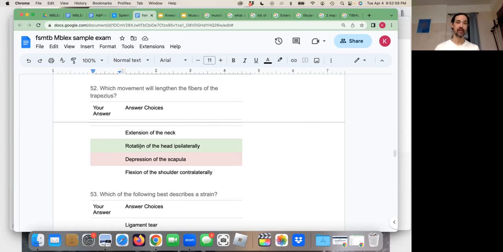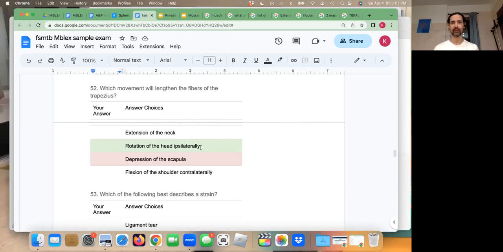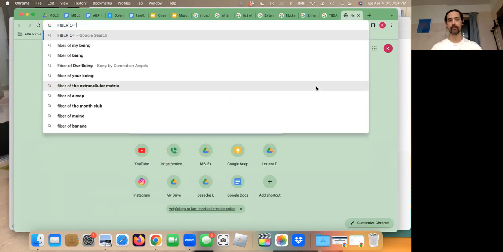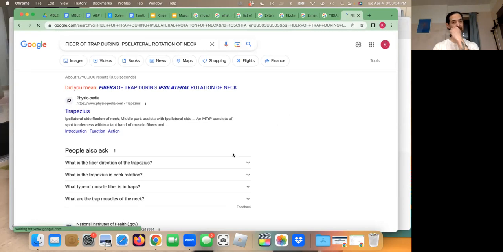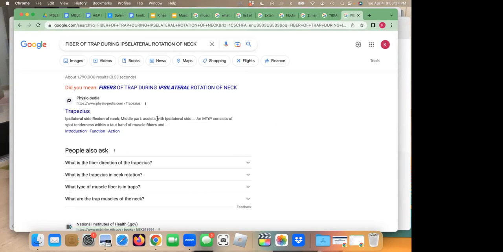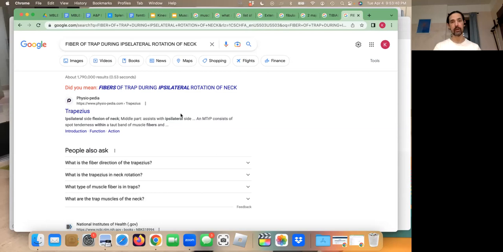The answer is rotation of the head ipsilaterally. Ipsilateral means if you rotate to the same side. Ipsa means same. So ipsilaterally means rotating to the right, the fibers of the trap lengthen. I did not know that was the case. Actually, I can kind of feel that happening. Let me take a look at what happens to the fibers of the trap during ipsilateral rotation of the neck. Let's see what happens. Side flexion of the neck, ipsilateral side of the middle part assists with the ipsilateral, but that doesn't tell us what happens.